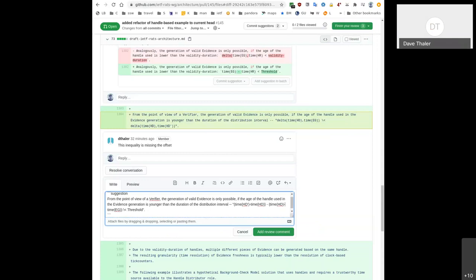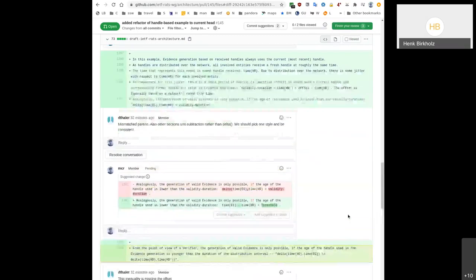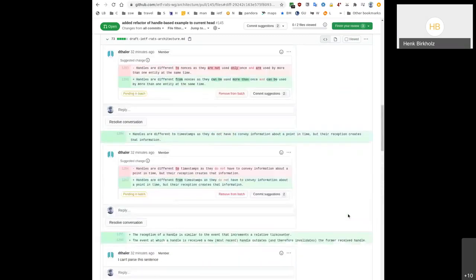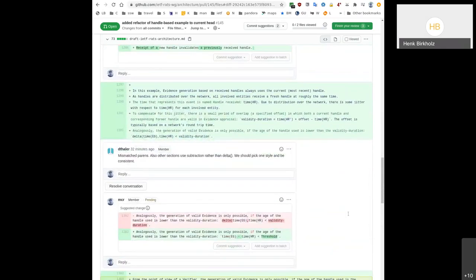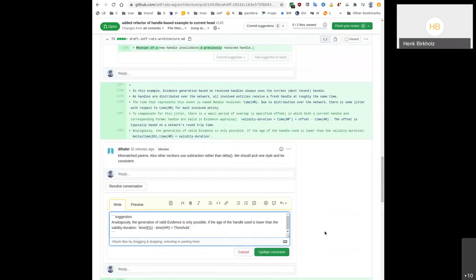That one. But before you commit this, could you scroll up, add this as a suggestion, could you scroll up again, please? Because I am in line, sorry, too far, below. In line 1301, yes. I'm defining validity duration, which is time HR prime plus offset minus time HR. That's why I'm using validity duration below. And it's not the same, so I would like to retain it here in this case. Okay, so change the word threshold back. Okay, I understand. Thank you. That's fine with me.